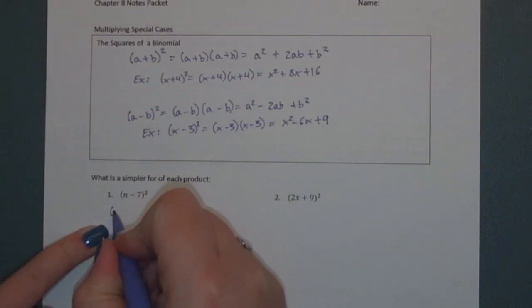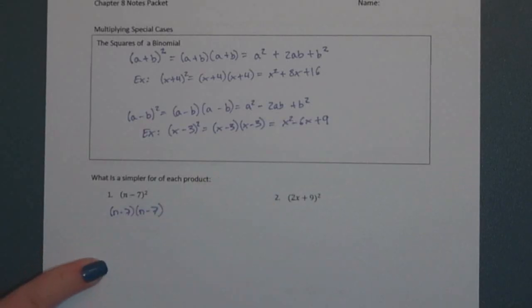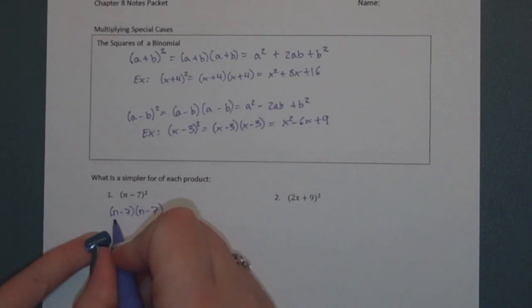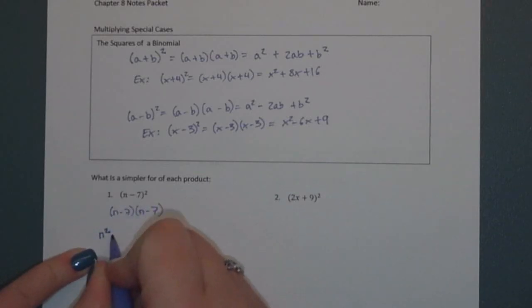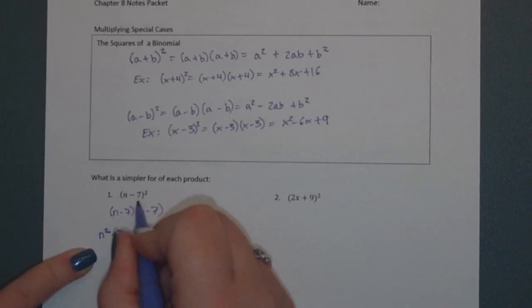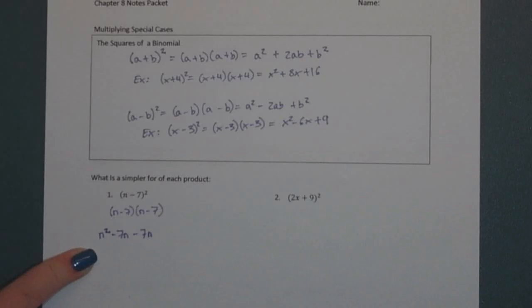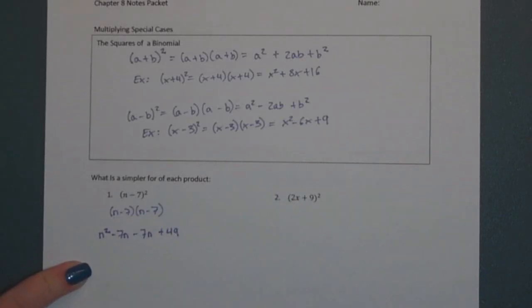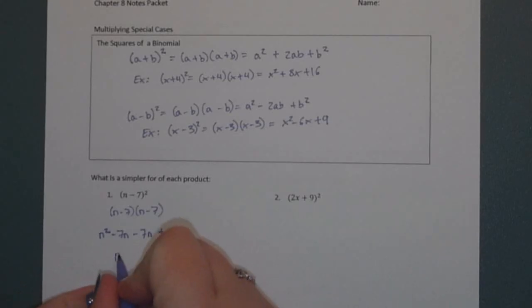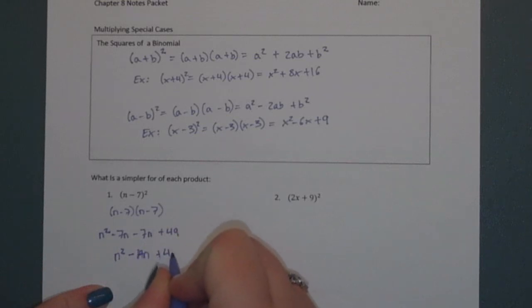Squared means we have two parentheses. So we have n minus 7 times n minus 7. Multiply it together, we FOIL, so n times n gets me n squared, negative 7 times n, negative 7n, n times negative 7, also negative 7n. Negative 7 times negative 7 is positive 49. Combine like terms, we can add the negative 7n's together for a final answer of n squared minus 14n plus 49.